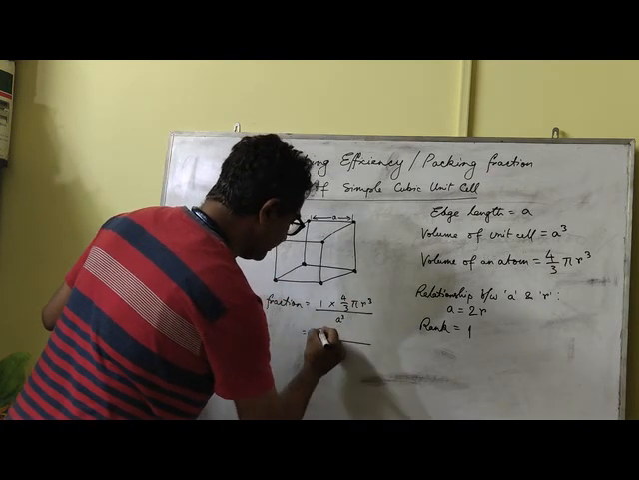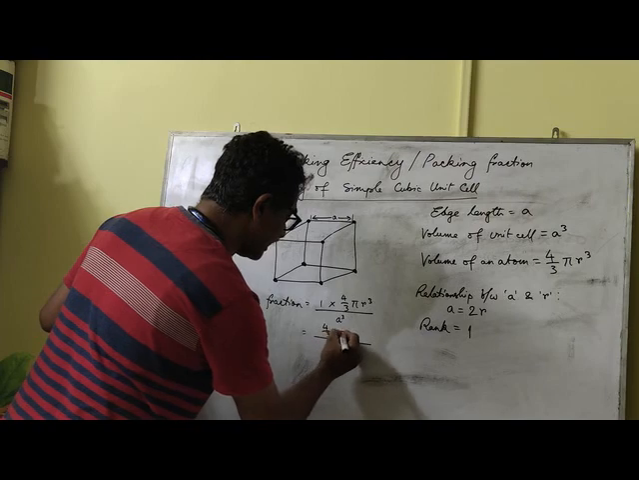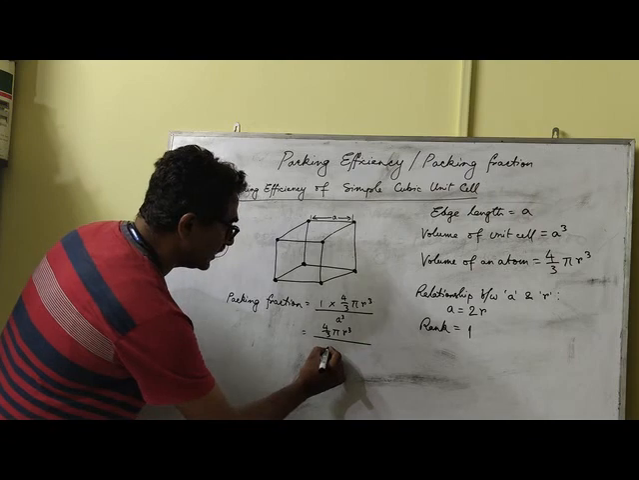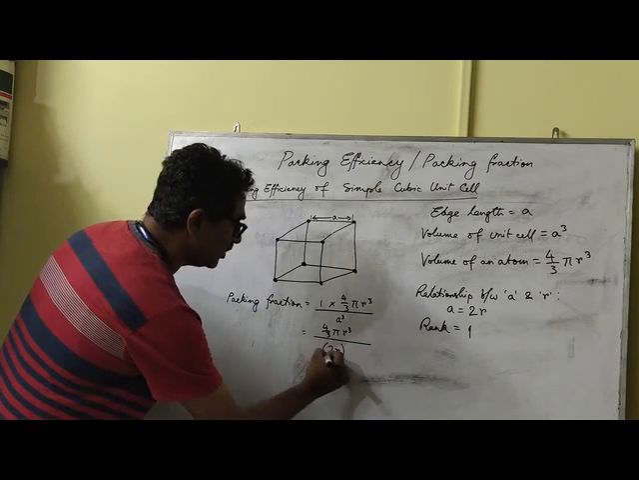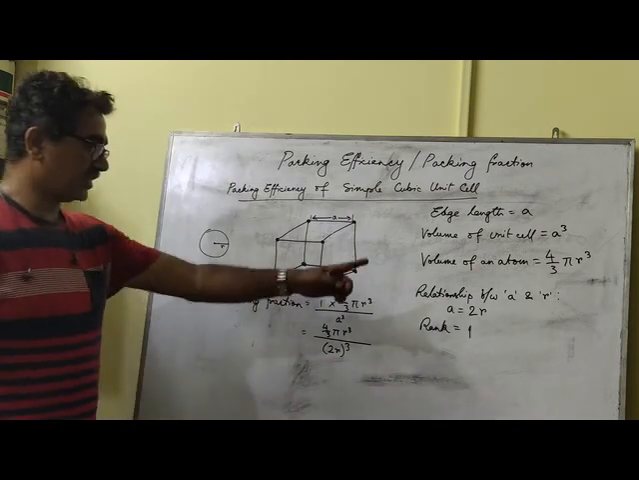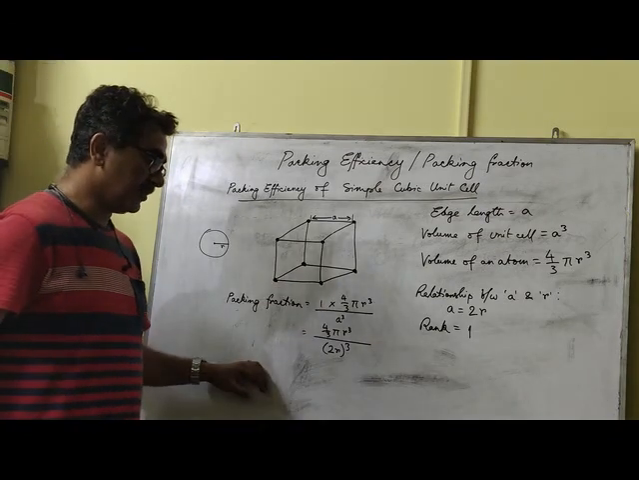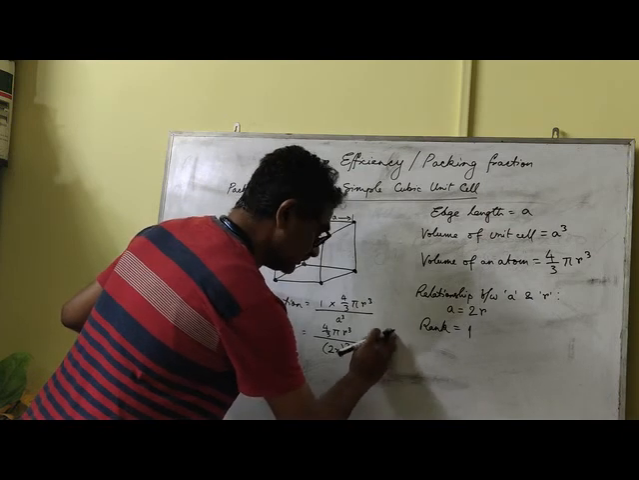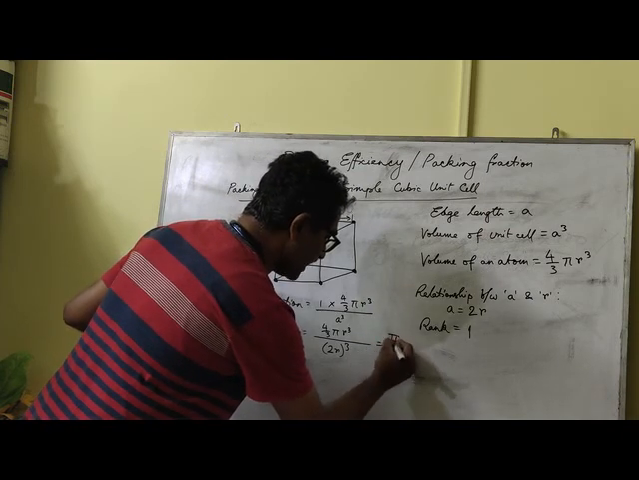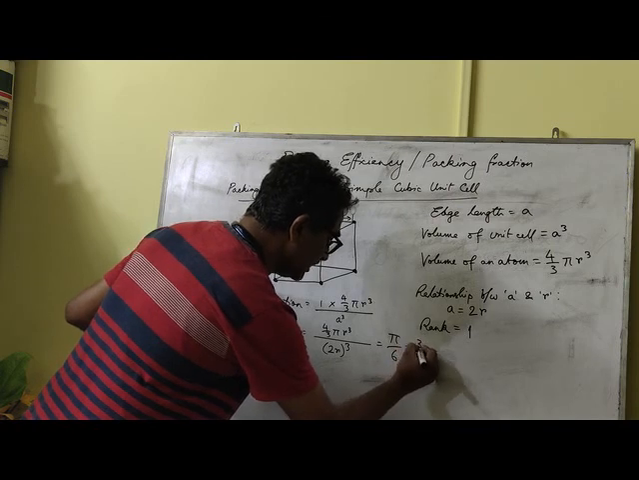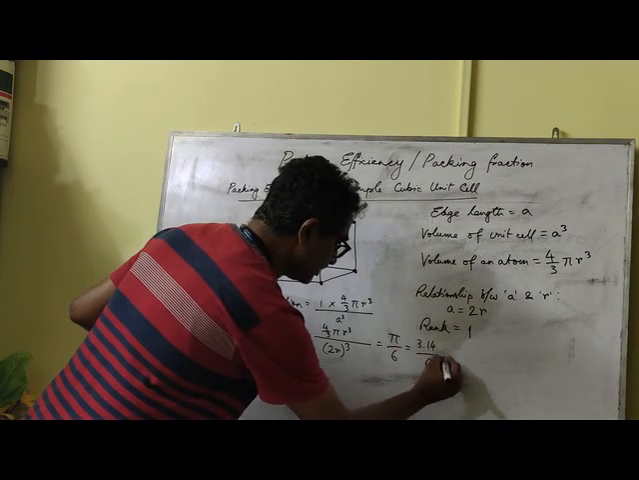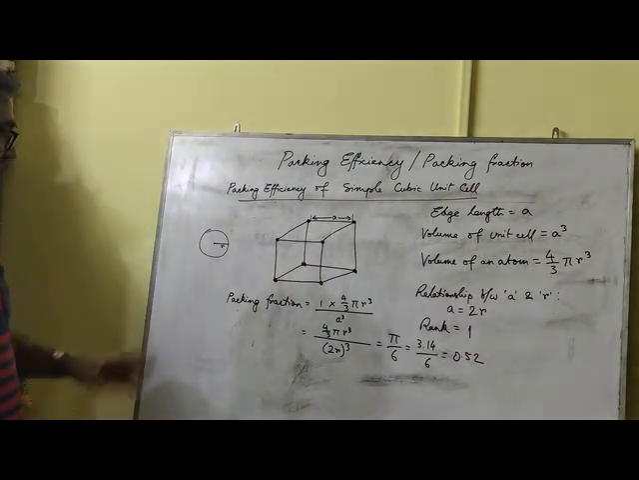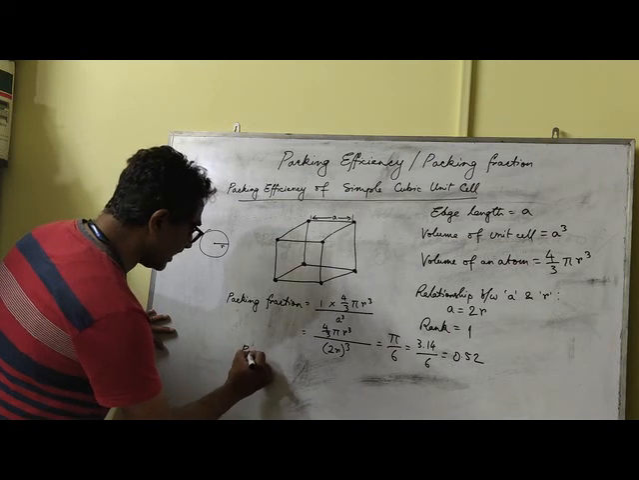Now what do we have? 4 by 3 pi r cube, and a cube is how much? a cube is 2r whole cube. I am substituting the value of a with 2r because that is the relationship which we have found, and you will come across pi divided by 6. This is equal to 3.14 divided by 6 equal to 0.52. So that's the packing fraction. To get the packing efficiency, simply multiply by 100.